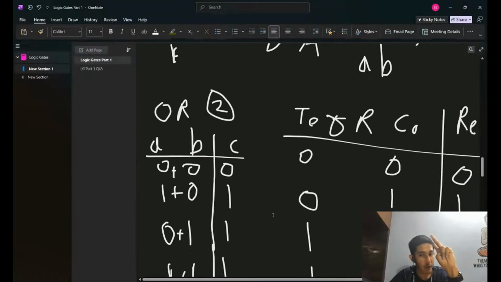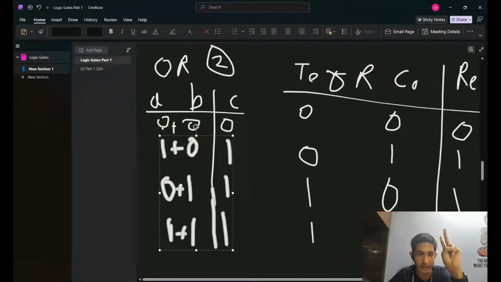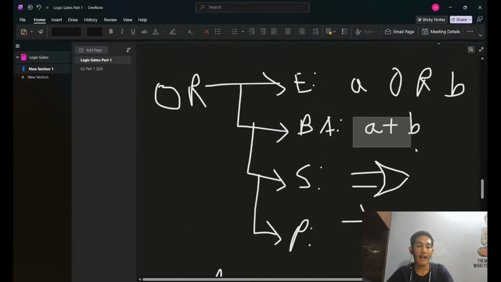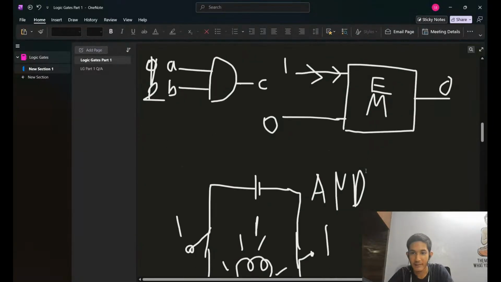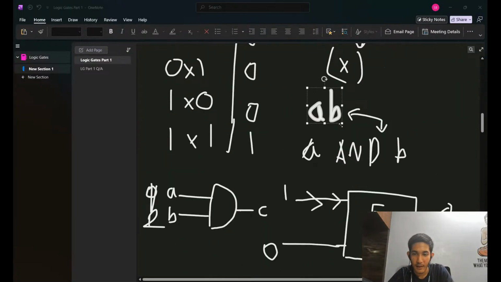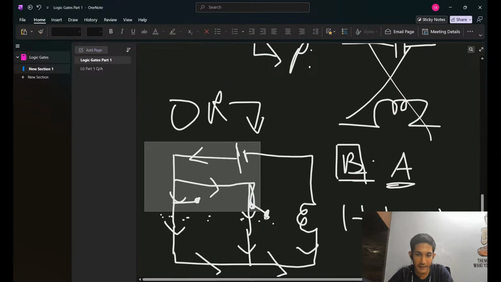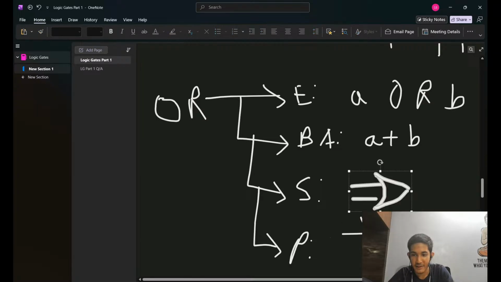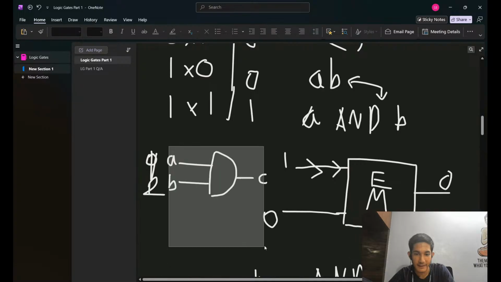Second, we have the OR gate. It checks if at least one of them is true. So if so, all of this gives true. The Boolean algebra form is this: a plus b, and for AND it is a times b. The circuit diagram for this is like this. And also the pictorial representation is this, while the pictorial representation of AND is this.